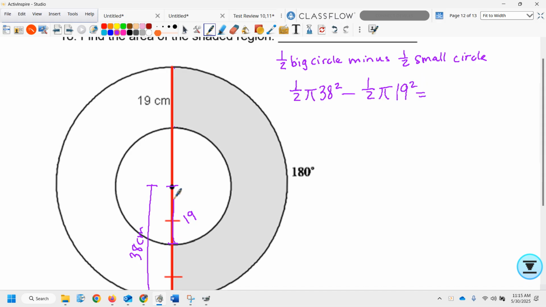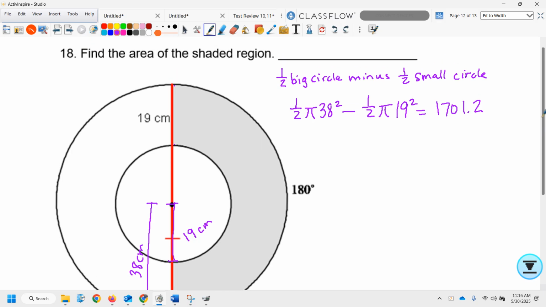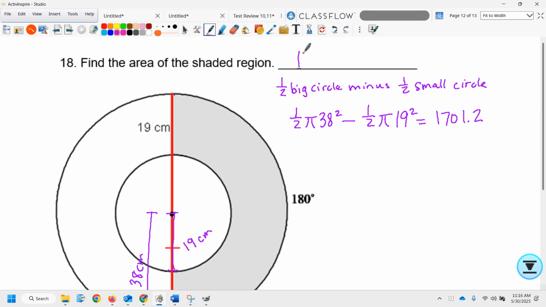Right? When you plug that in your calculator, that is going to give you the area of the shaded region. All right, so half pi 38 squared minus half pi 19 squared. I get 1,701.2, and it is area, so it's going to be units squared. 1,701.2 centimeters squared.